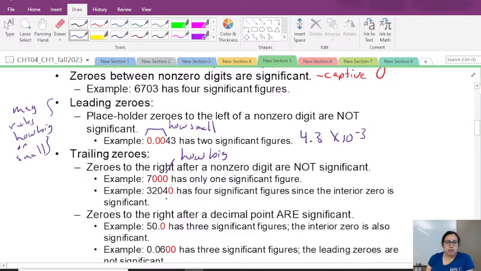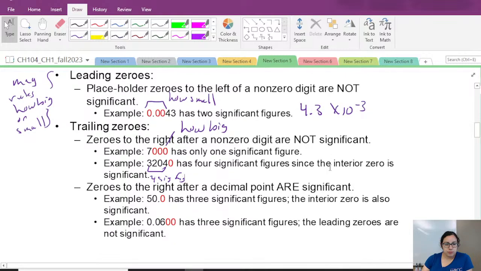And so same thing with this next one, 32,040. So these first 4, right, they are significant, since we have a captive 0 in there. But then this last 0 is again just showing how big. And then our last one shows us an accuracy. And this is where students usually forget the zeros in their measurements.